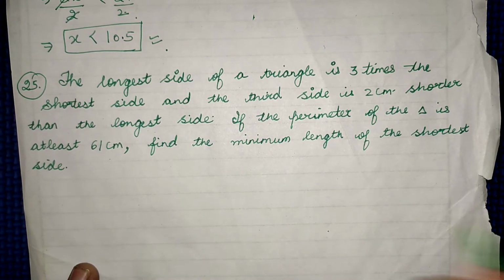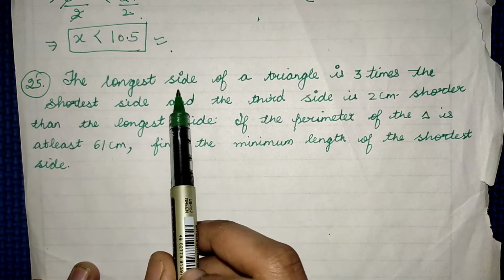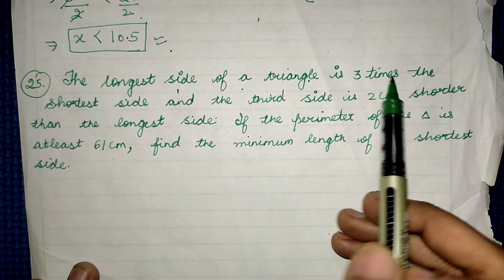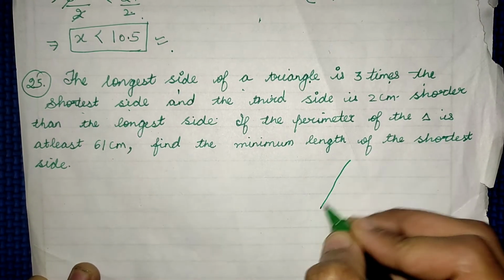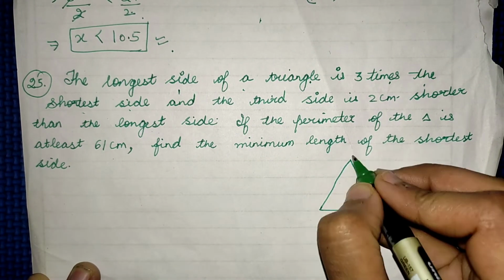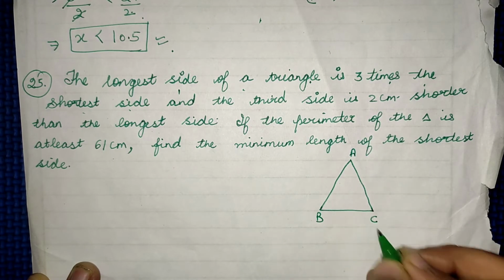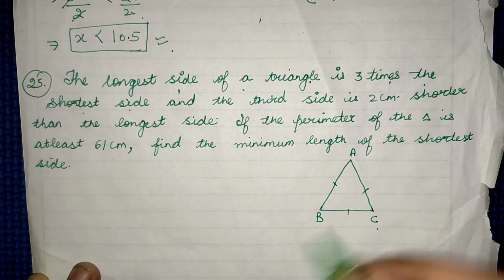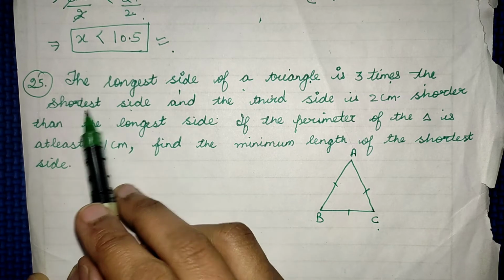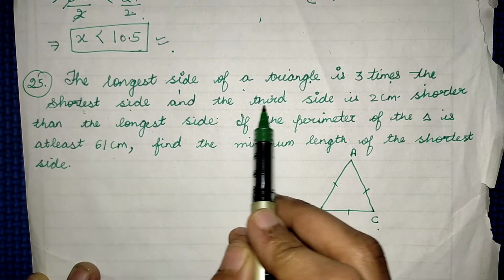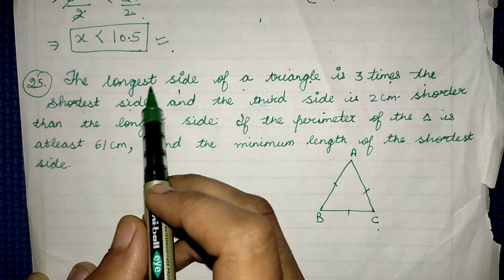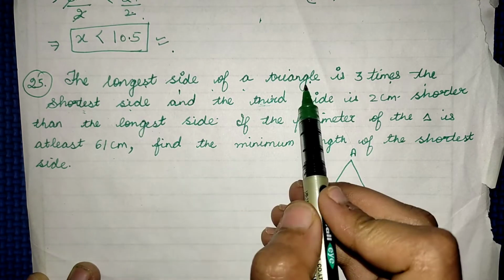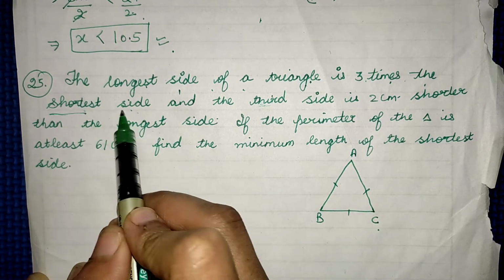Moving to question number 25. Question number 25 says: the longest side of a triangle is 3 times the shortest side. So there is a triangle ABC, and 3 sides are there. The relation between the longest and the shortest side and the third side, the relation between all 3 sides, is given to us. What does the question say? The longest side of the triangle is 3 times the shortest side.